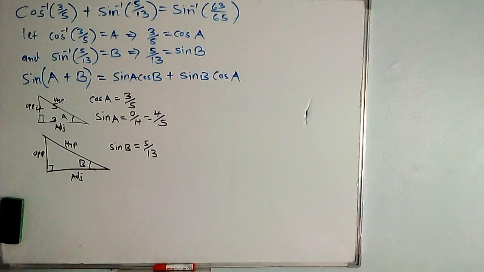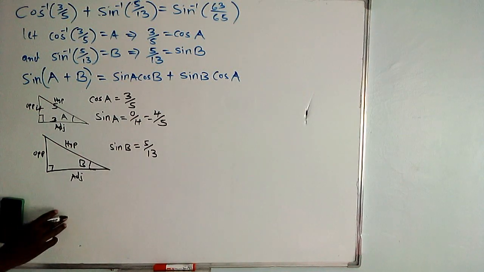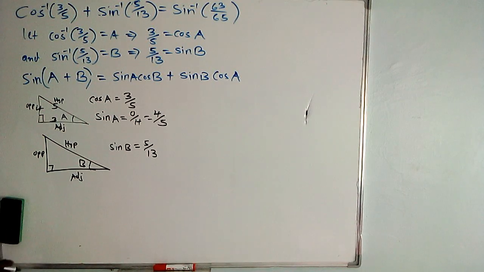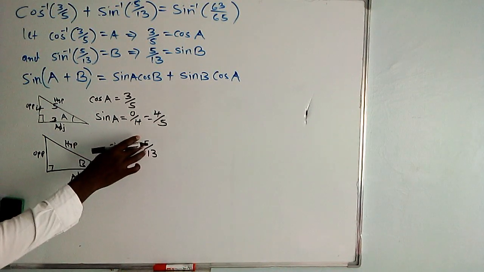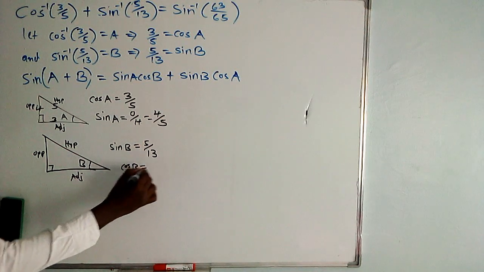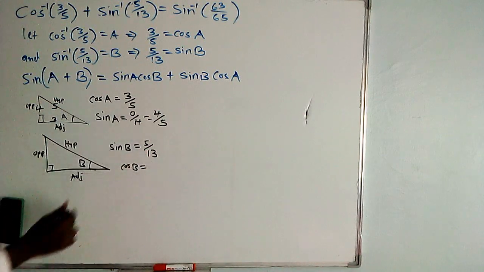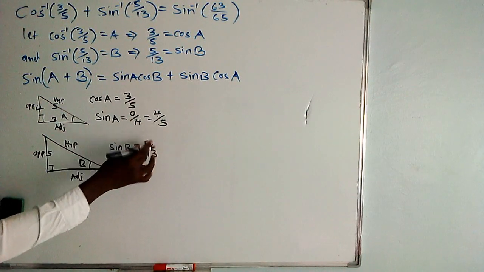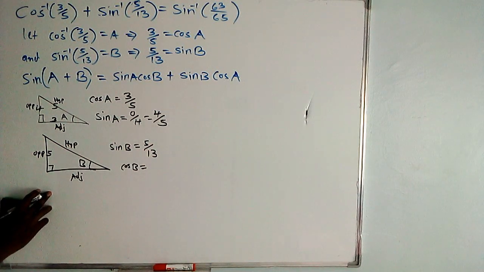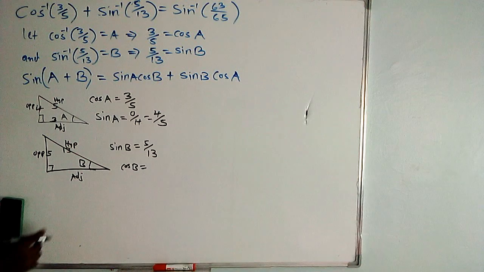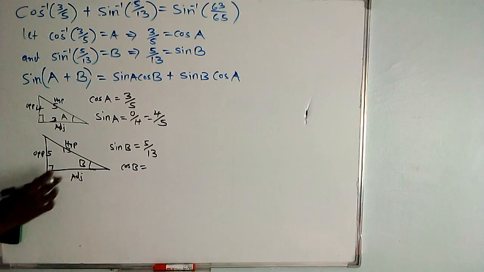Then what have you been given? You have sine B is 5 over 13. So we need cos B. For us to get cos B, we have to relate. Sine is opposite over hypotenuse, meaning the opposite side is 5 and the hypotenuse is 13. So you can use Pythagoras theorem to get the length of the adjacent.